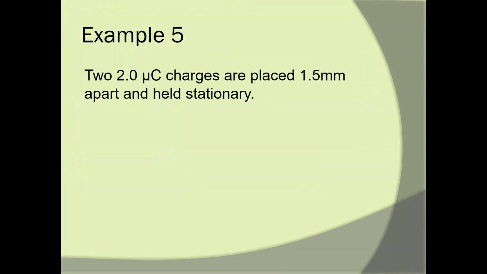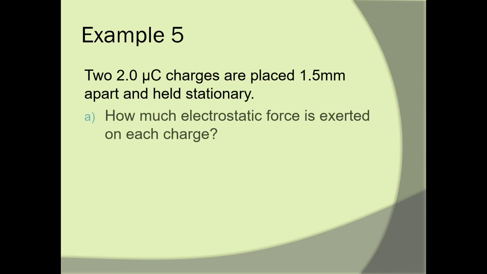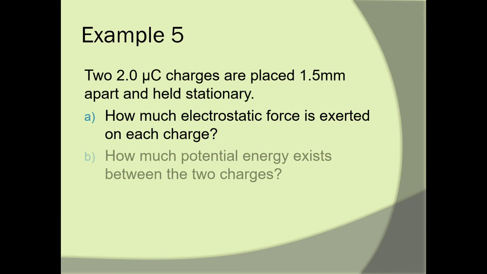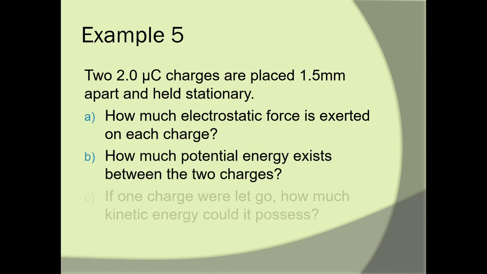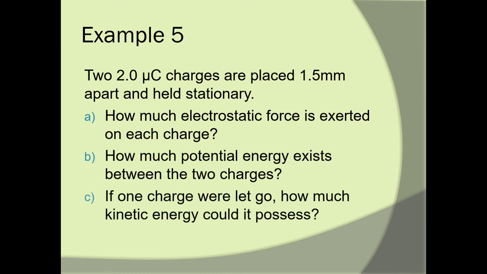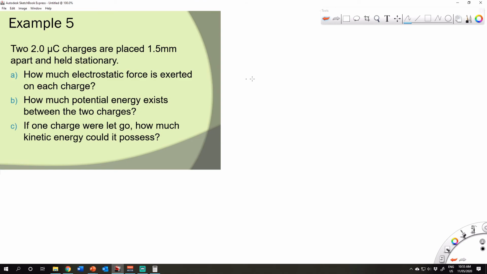So in this example, there are 3 parts. We have 2 microcoulomb charges placed 1.5 millimeters apart, held stationary. How much electrostatic force is exerted on each charge? How much potential energy exists between the 2 charges? And if one charge were let go, how much kinetic energy could it possess? Okay, so this example kind of brings together all of the Coulomb's law stuff we talked about over the last couple of videos. So part A asks us how much electrostatic force is exerted on each charge.